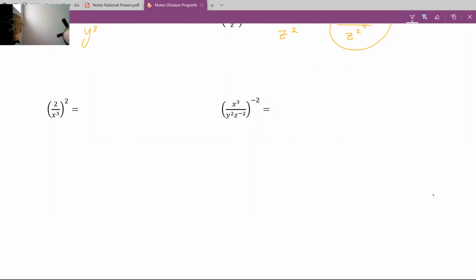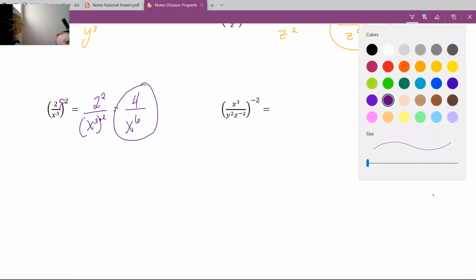What if I look at this next one? I'm just going to distribute my square to the top and bottom. 2 squared over x to the third squared. And then simplify some more if we need to. 2 squared, 2 times 2 is really 4. And remember, a power to a power, I multiply. X to the third times 2. So x to the 6th. That is my final answer.